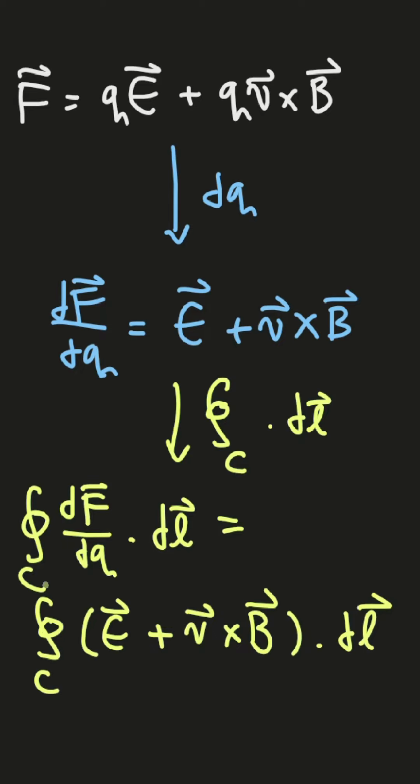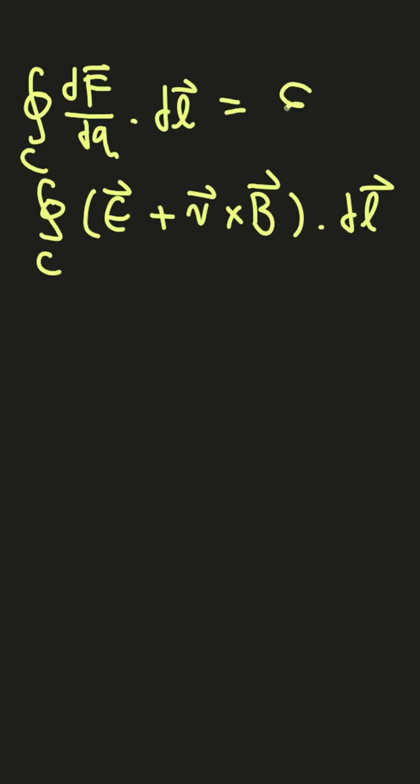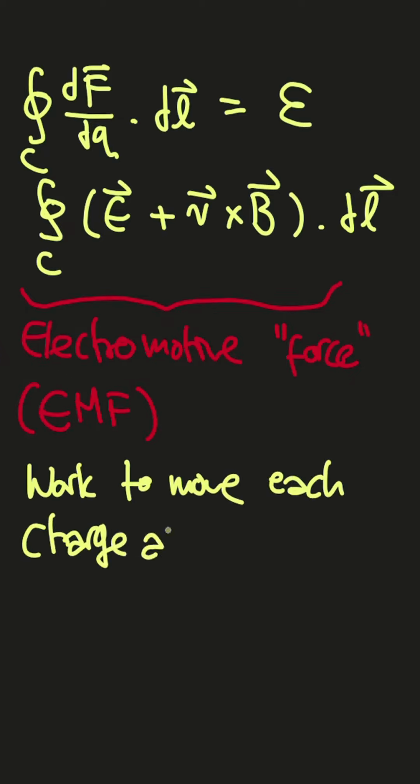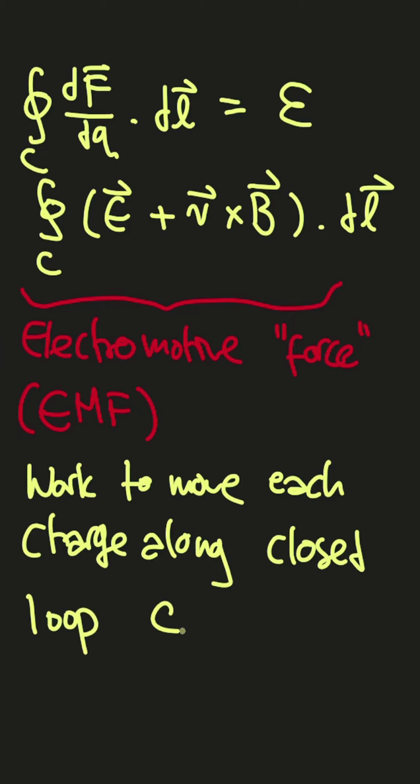Fun fact, this part we can see as epsilon here, which relates to what is commonly known as electromotive force, or EMF. So that means the definition of electromotive force, well actually it's not a force, is the work to move each charge along the closed loop C. So that's why we need to define the force over Q, because we want to determine the force and then the work felt by each partition of charge along the circuit.